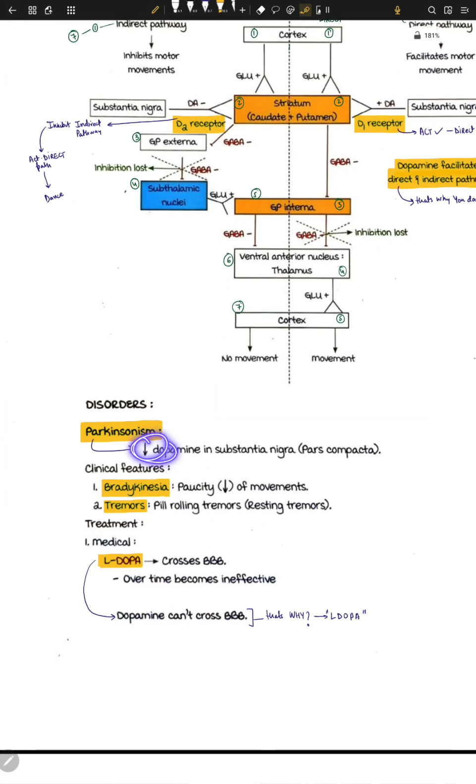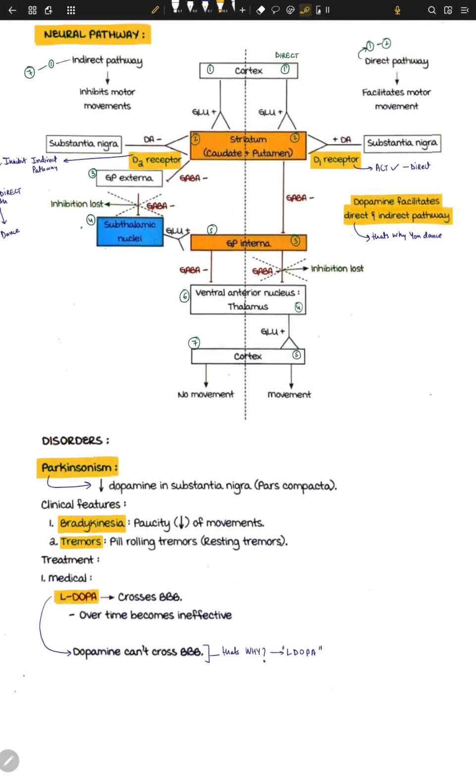So less dopamine in pars compacta. Clinical feature: bradykinesia. It means slow movement, very slow movement, very bad movement. Tremors, it will be pill-rolling tremors, resting tremors, okay?